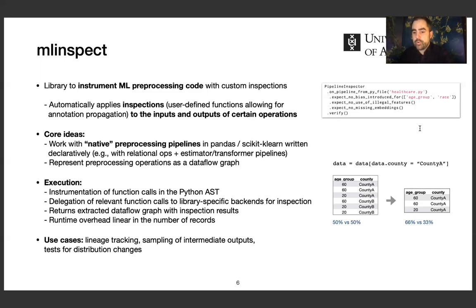There's a simple filter operation on the county code, and you see that the proportion of the age groups in the data changes by that. So we have an inspection for that, and we could automatically determine that in your program.